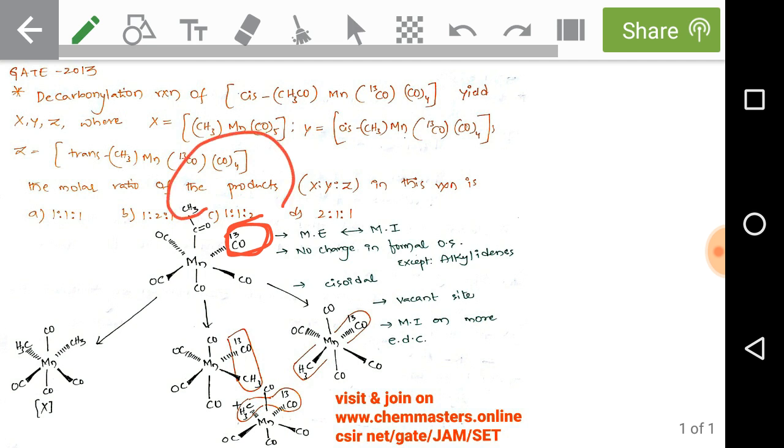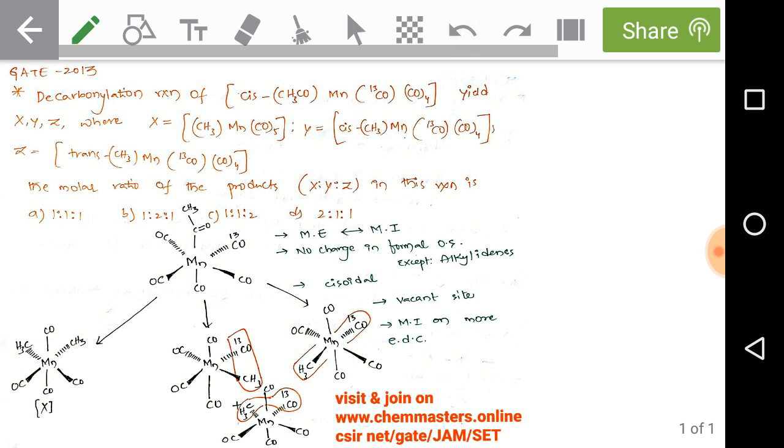Simply, the CH3 can split from that COCH3 and it takes the place of the vacant site of that C13O. By doing that, just check here, CH3 comes here and takes the vacant site of C13O. So CH3 and CO, the normal CO is just left. So this is the X product.